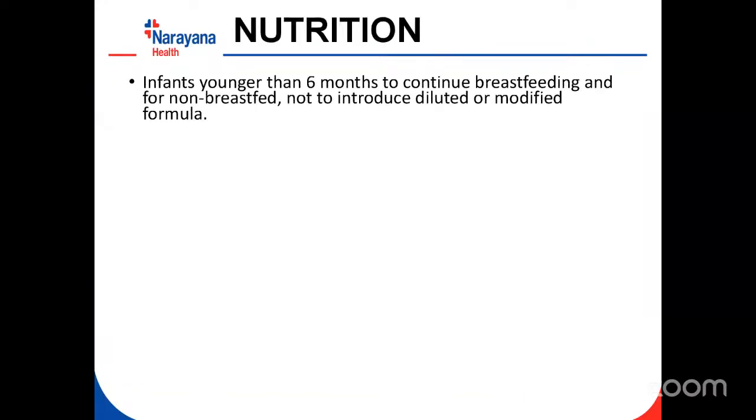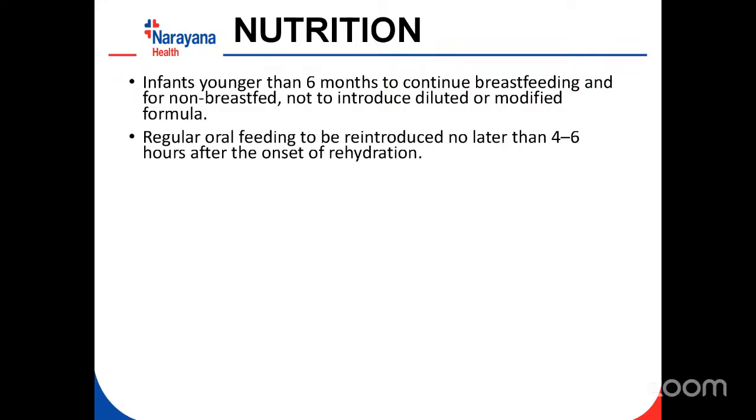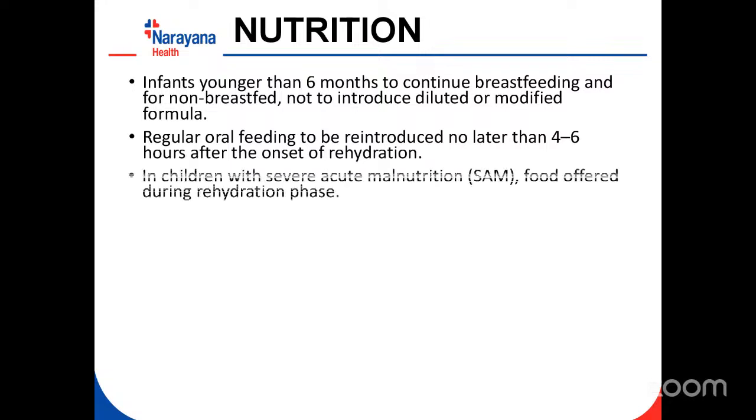Nutrition. This is something which people tend to forget when we are treating gastroenteritis. Younger than 6 months, please continue breastfeeding. And for non-breastfed, do not try to dilute or modify the formula. Regular oral feeding is to be reintroduced no later than 4 to 6 hours of rehydration. Once the child starts taking orally, the child will start feeling hungry and thirsty as well, and you start the oral feeds as well.